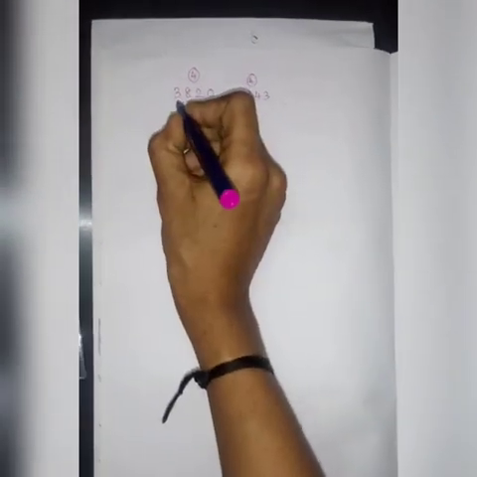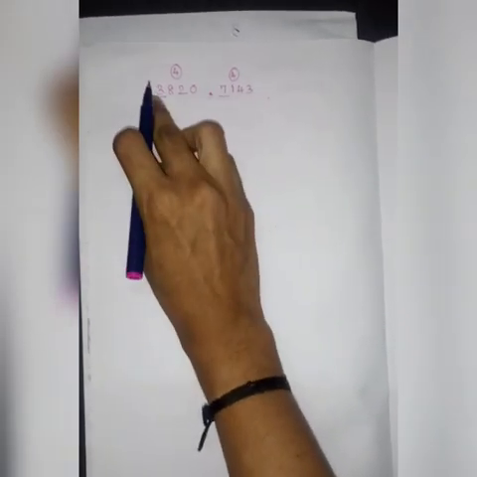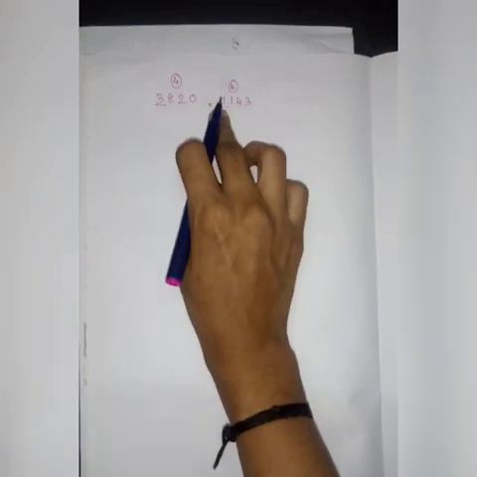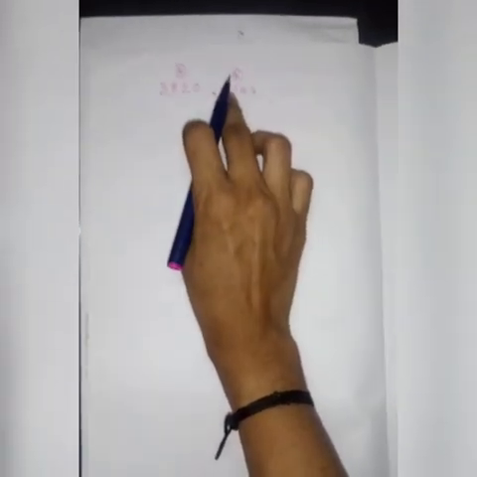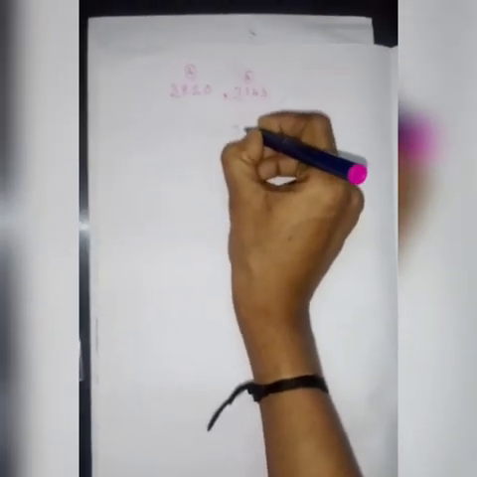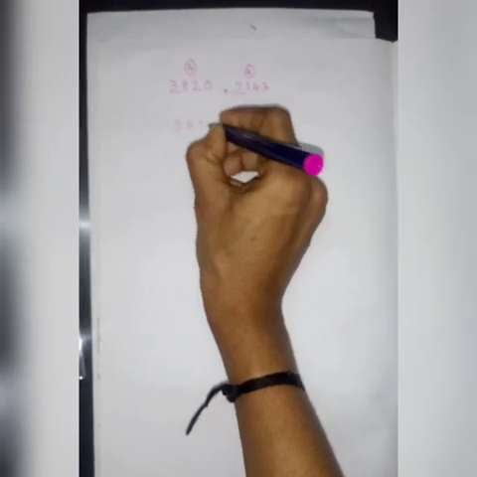So we have to start from the left side. First digit here is 3, here the first digit is 7. So is 3 greater or 7 greater? 7. So obviously 7143 is greater than 3820.